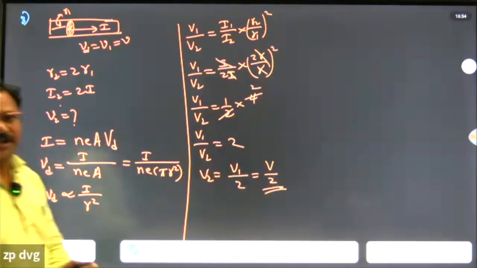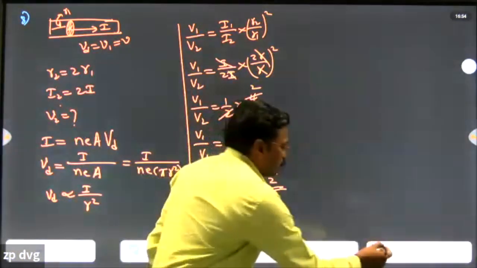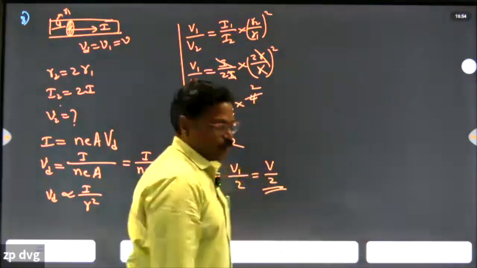Okay, so that's all about microscopic properties of conductor. Let us now move on to resistance and Ohm's law.